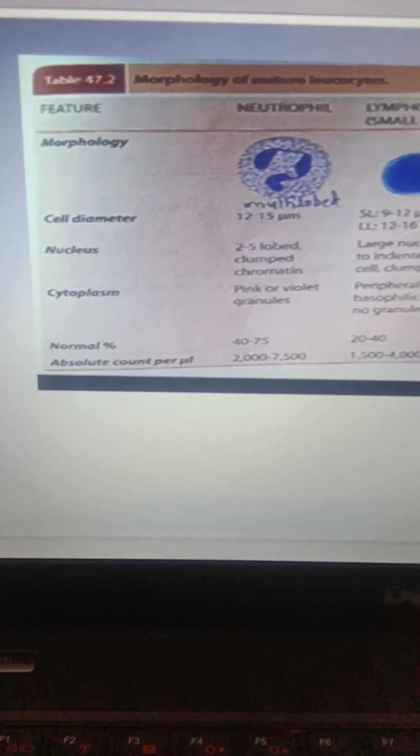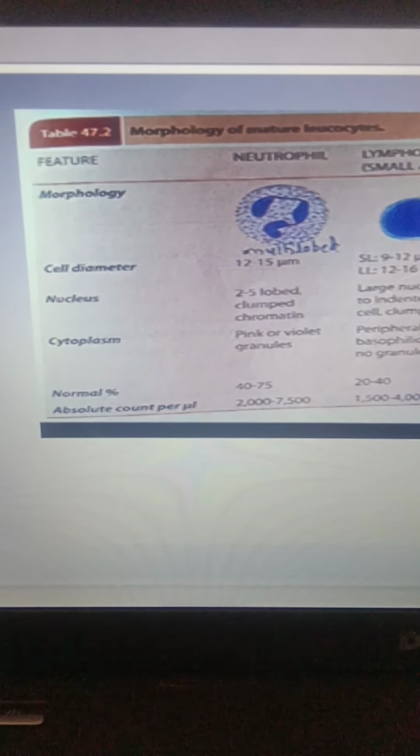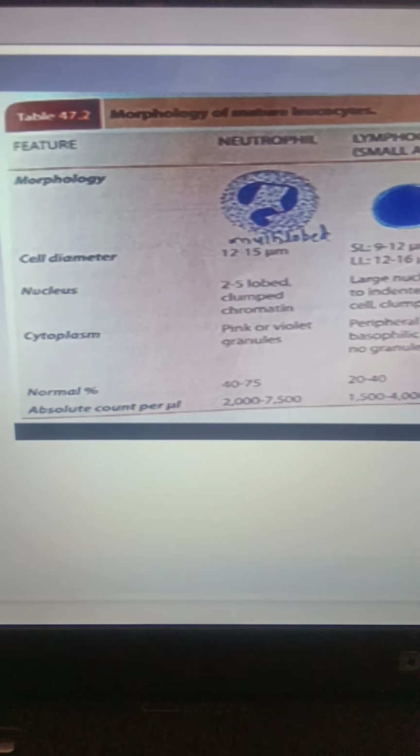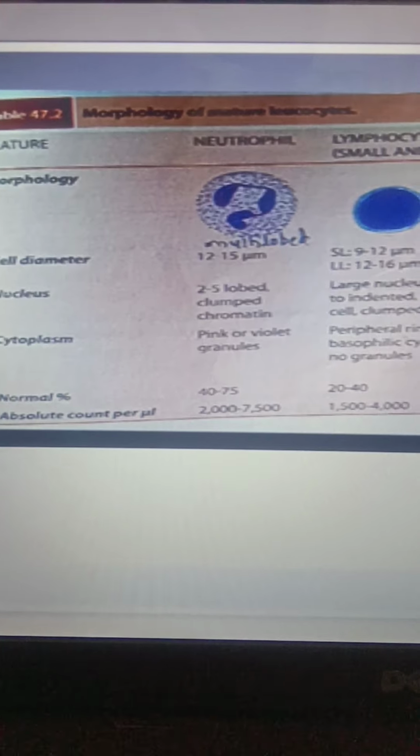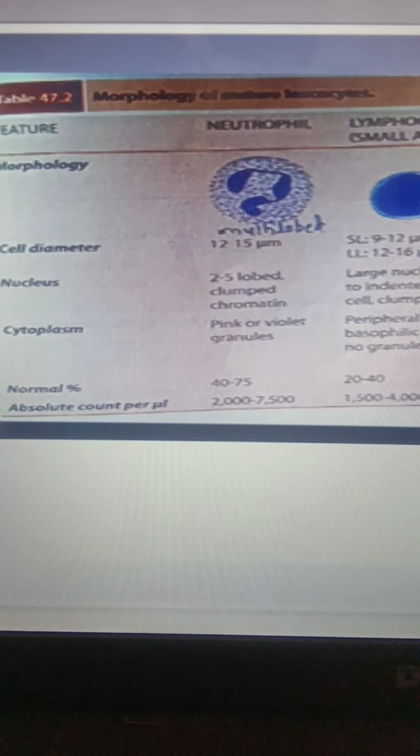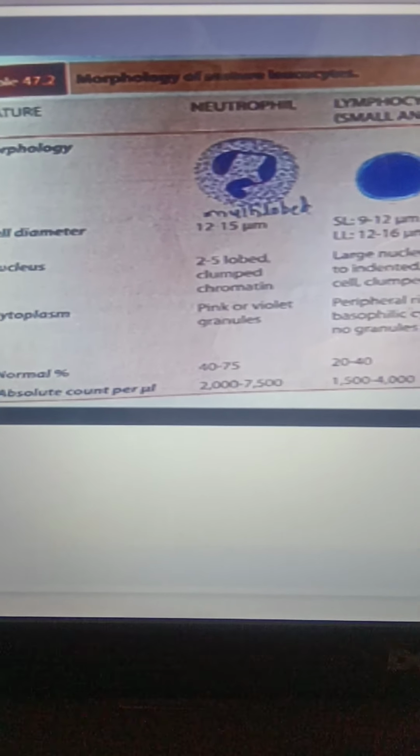Now we will discuss the differential leukocytes, that is, how many types of leukocytes there are: neutrophils, basophils, eosinophils, lymphocytes and monocytes. Neutrophils have a multi-lobed nucleus. The cell diameter is 12 to 15 μm. The normal percentage is between 40 to 75, and the absolute count per μL is 2000 to 7500.